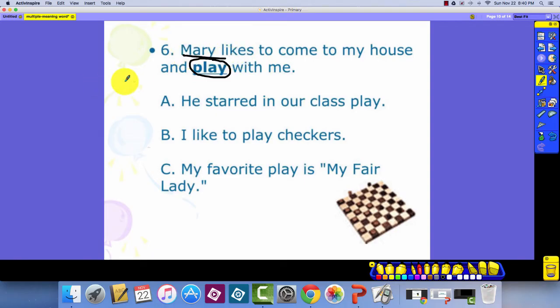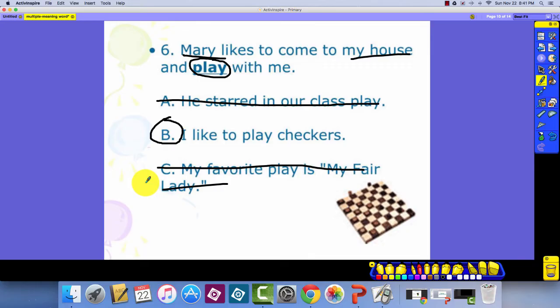Well, Mary is going to a house. Those are our big clues there, okay? Think to yourself, don't you usually go to a friend's house to play or have fun with them? Okay, so let's see what option is the most close to that one. A, he starred in our class play. Now they're not talking about a class play. I like to play checkers. Okay, could be that one. Or my favorite play is My Fair Lady. Again, they're not talking about a play there. Okay, so it's most likely this sentence right here. I like to play checkers.